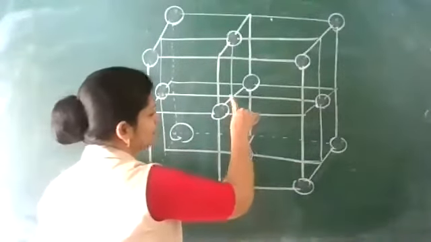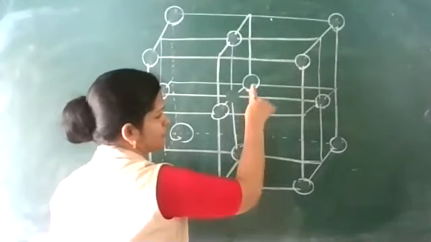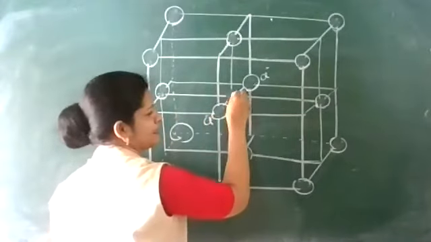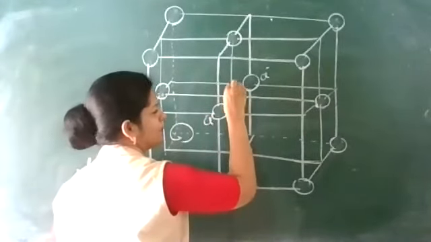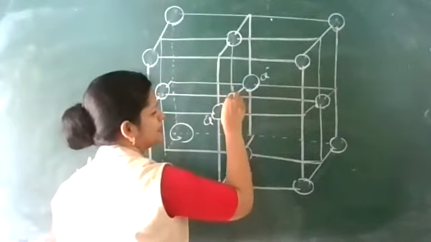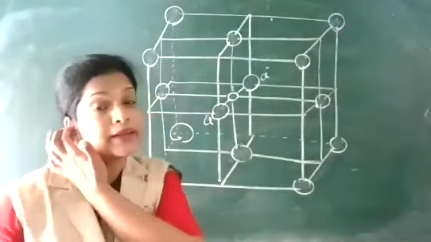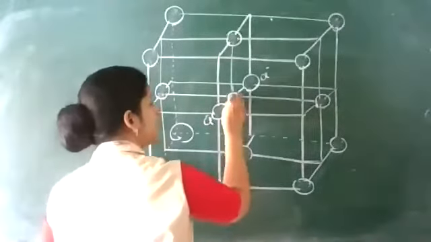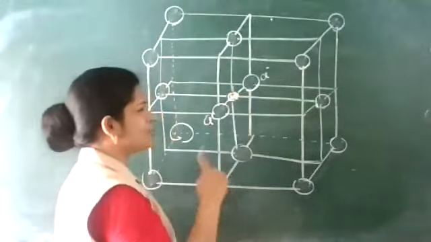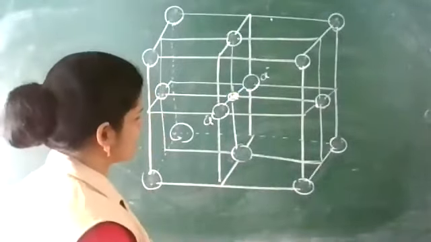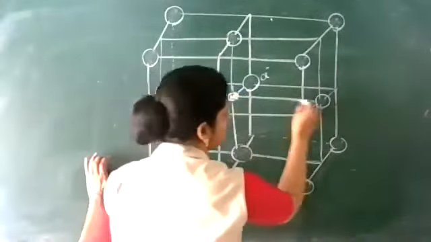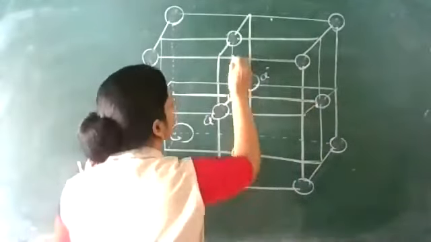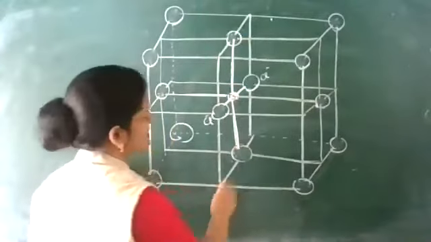Now, the center, that is between this Cl minus, there is a small Na. That means the center is an octahedral void. Na plus is surrounded by 6, that is in contact with 6. 1 is here. 1, 2, 3, 4, 5, 6.